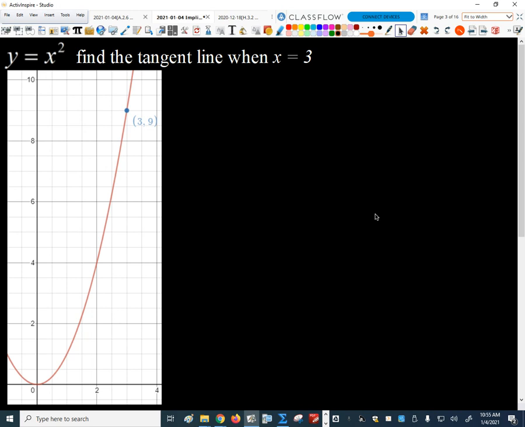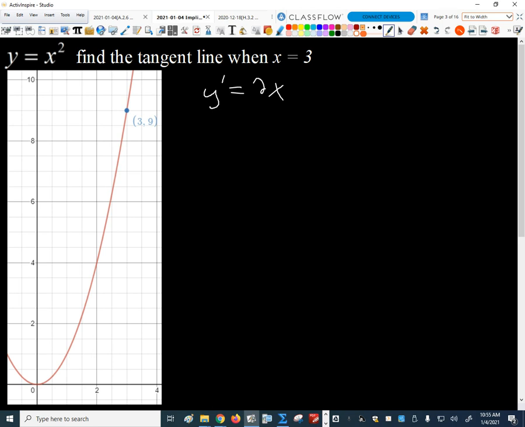Let's start off with just a little bit of review. Okay, let's find the tangent line when x equals 3, y equals x squared. Well, what would I do here if I want to find the equation of the tangent line? Andy, what am I going to do here? You find the derivative. Okay, so we get y prime, and this is an easy derivative, right? y prime would just equal 2x.